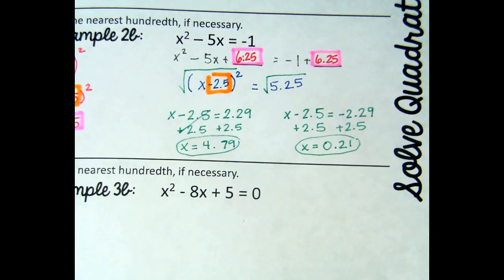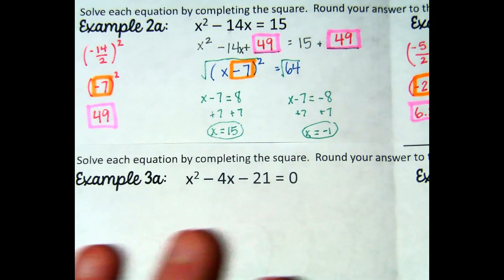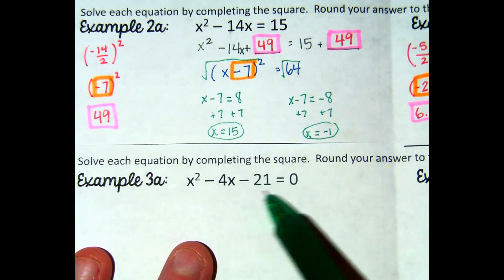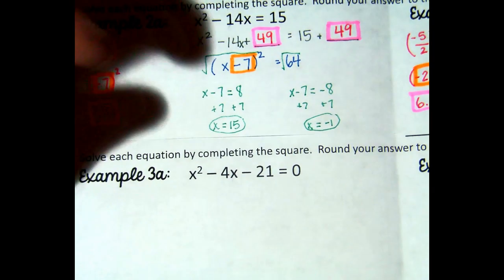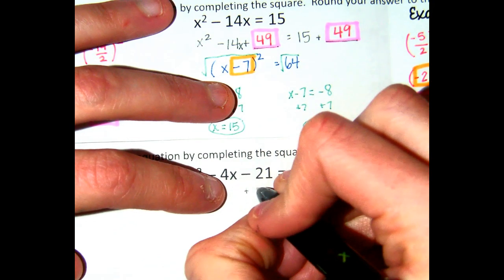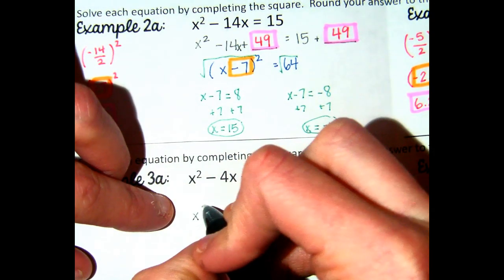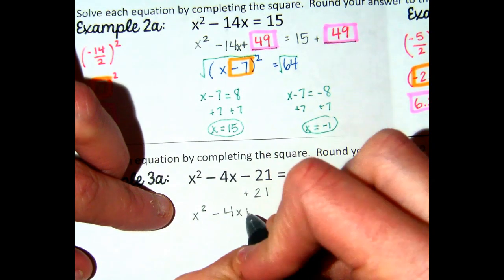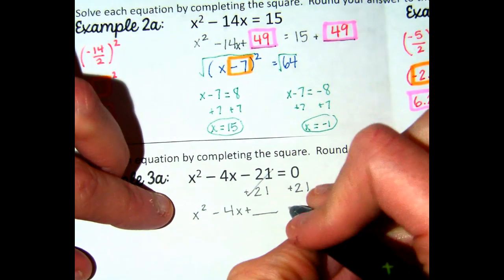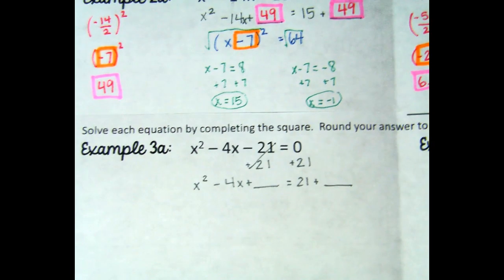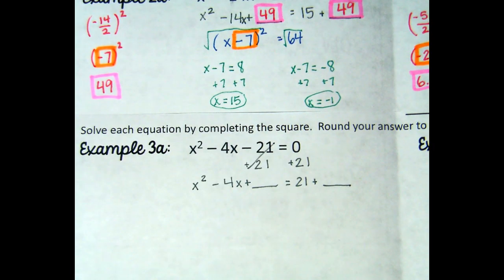Example 3. What's the difference between these and this? It's got a 0 at the end. Do we have a blank? We're going to have to make one. So, the very first step on these is to move over that extra number. X squared minus 4x plus, I'm going to leave a blank now, equals 21 plus blank. I moved over the number. I don't need it there. If you didn't get example 2b, I'll show you in a minute.